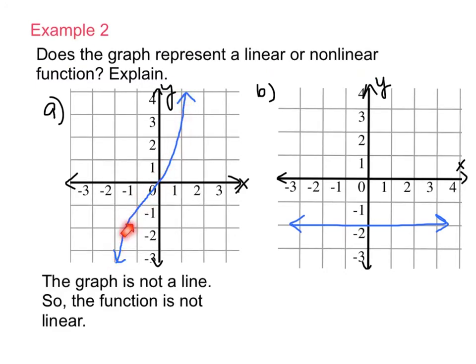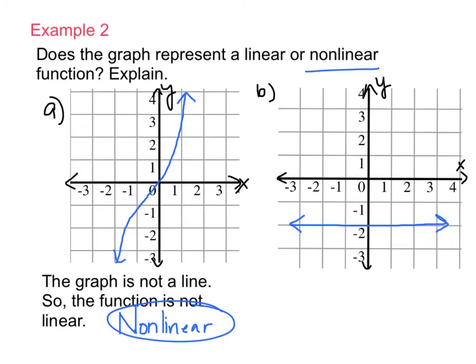Therefore, this graph is not a line. Therefore, the function is not linear. So this answer would be nonlinear. So since it's not linear, we're going to call it nonlinear. So that's our vocab word, nonlinear function.